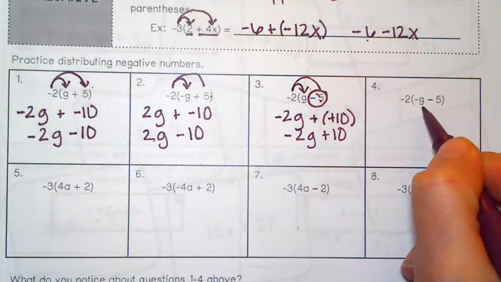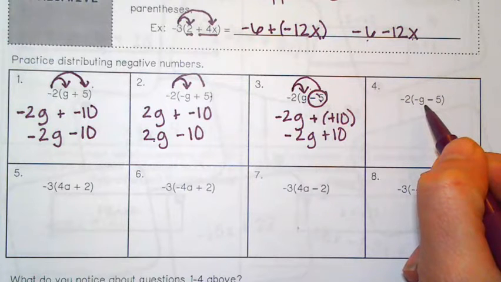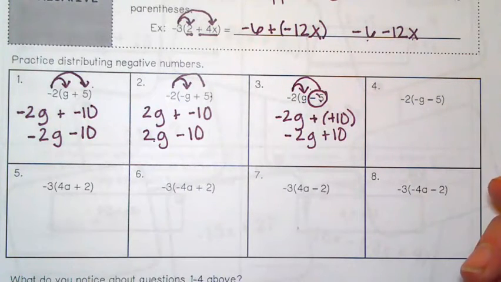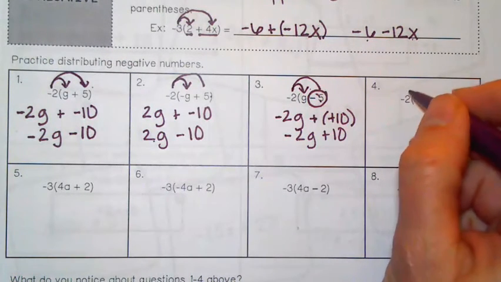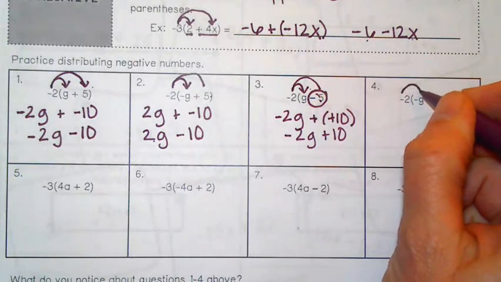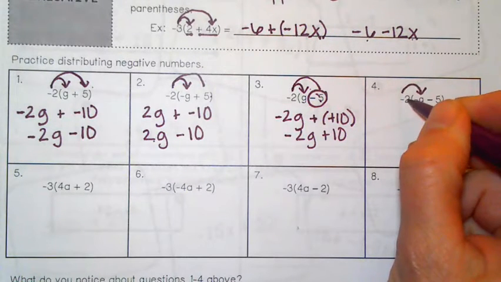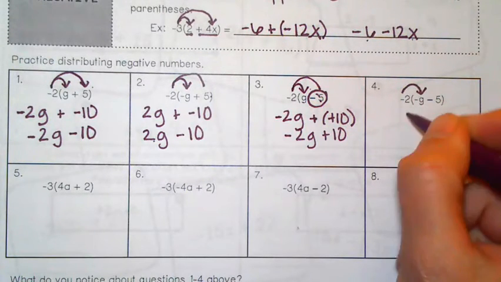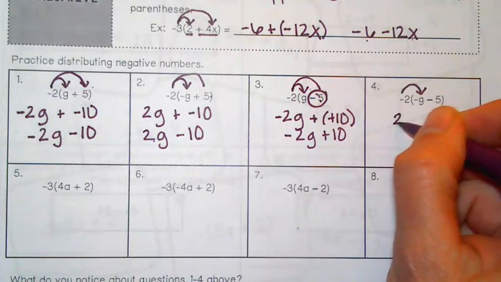So my guess is, so far I'm seeing that it's always the opposite. So if I have a negative, negative, I think when I'm multiplying by a negative on the outside, my final answer is going to be positive, positive. Let's take a look. Negative 2 times negative g. When the signs are the same, the answer is positive, so that's positive 2g.